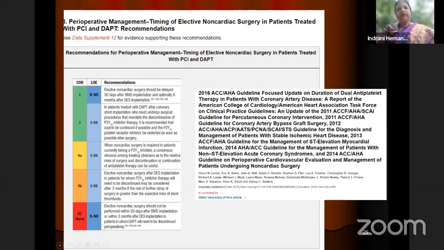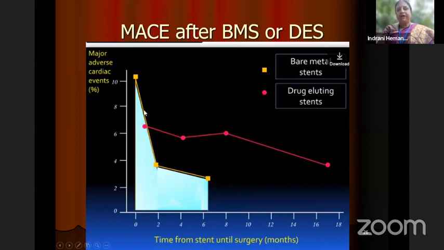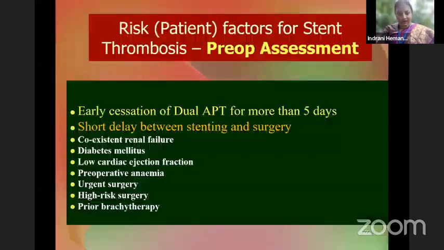Okay. So if you look at the major adverse cardiac events, if you compare bare metallic stent with drug-eluting stent, within a month, you will find that the incidence of MACE is much less in a bare metallic stent, whereas that with a drug-eluting stent is like 4% even after 25 weeks. So you can see that, 18 months. So you can see that the incidence of MACE is much higher with drug-eluting stents.